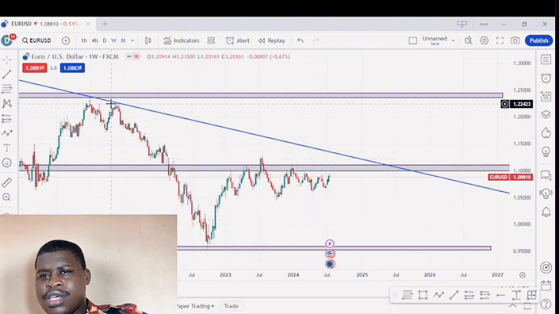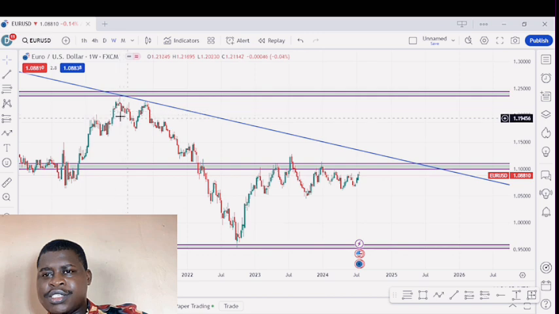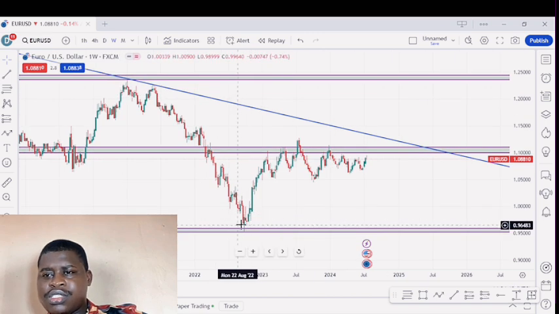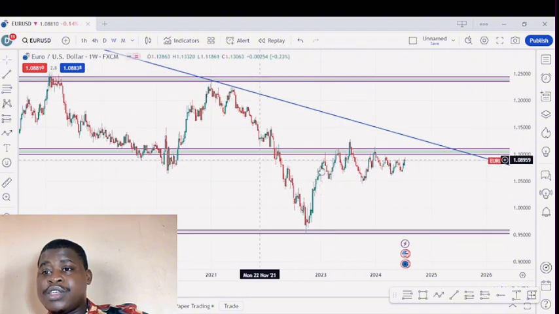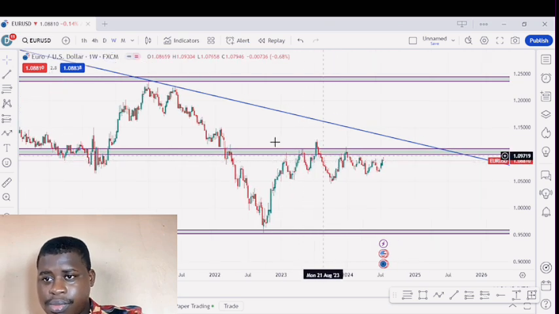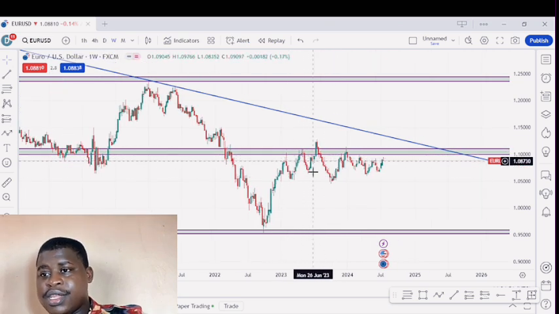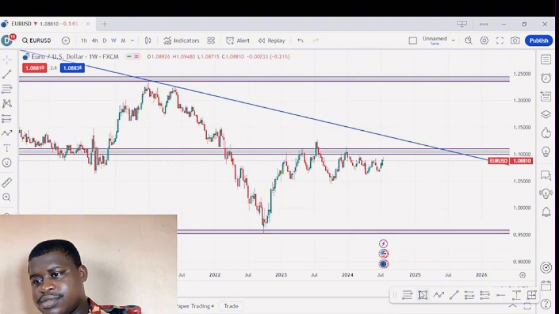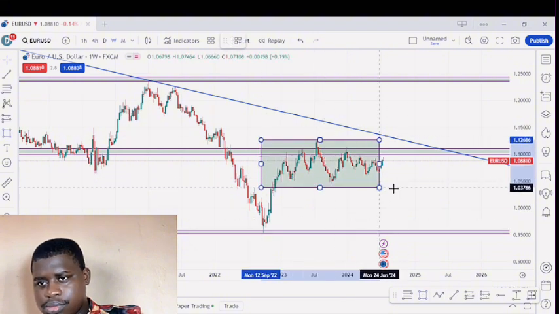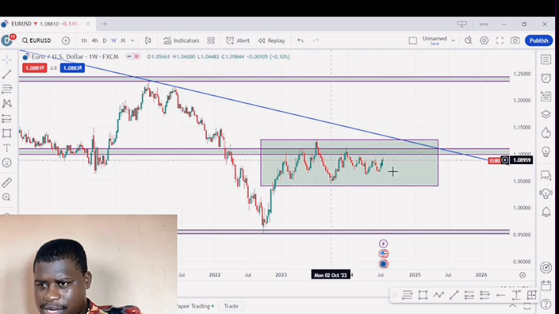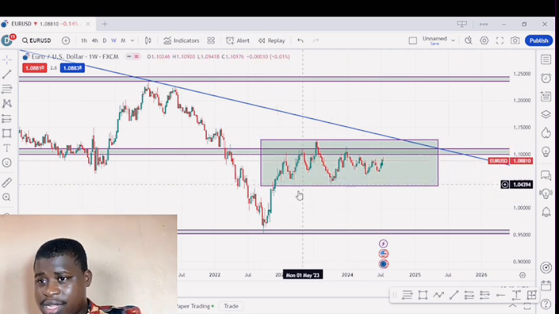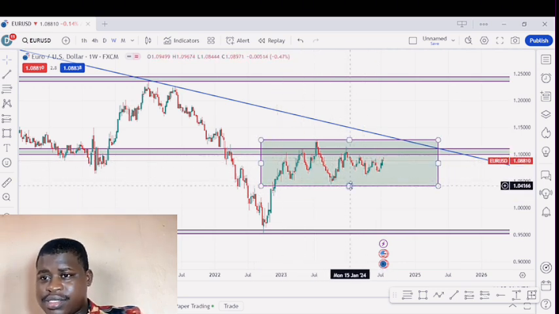Right, because this double top right here drops drastically, touches this support level, and moves upward rather, just touching this resistance level. Now it has touched this resistance level. Now I see this as a ranging market. That's what I see, a ranging market.